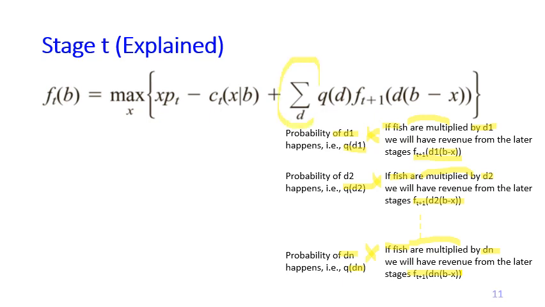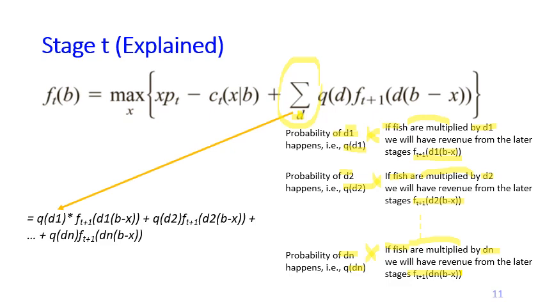You see the sign sigma here, and then there is the small d underneath the sigma. It means that we take the sum for all possible values of these. Or in other words, the sigma actually means something like this. Q d1 times F T plus 1 d1 times b minus x, plus Q d2 times F T plus 1 d2 times b minus x, plus until the end, Q dn times F T plus 1 dn times b minus x.